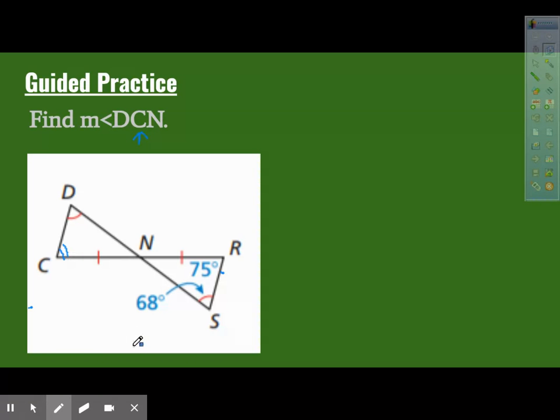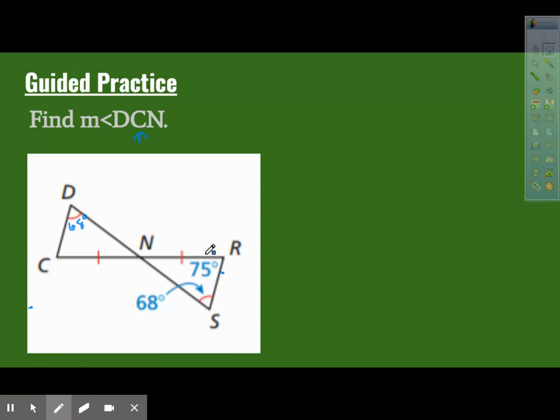Alright, Nate, explain to me yours and your partner's process on how to find the measure of angle C. We saw that X and D were congruent, so we put 68 on D. And then R and C are congruent, so 75. How do you know that R and C are congruent? The lines on that line. But that means the lines are congruent. That doesn't necessarily mean that these angles are congruent.